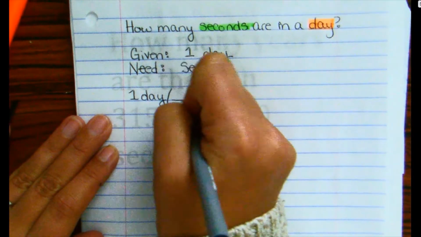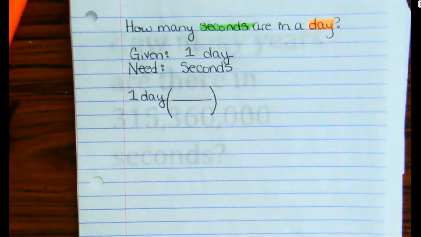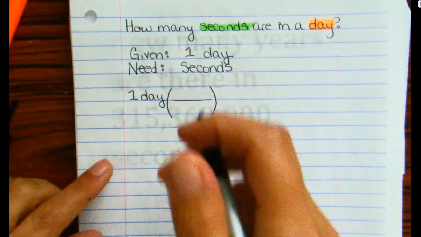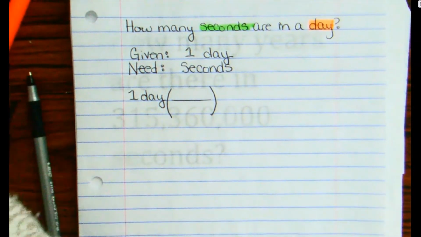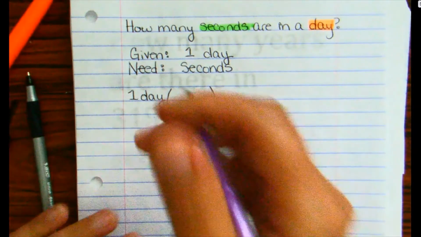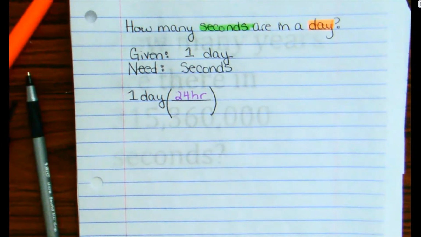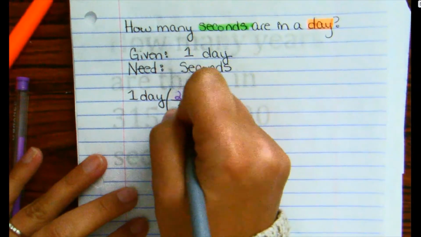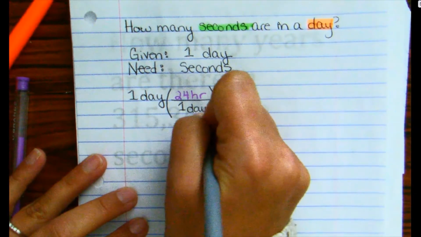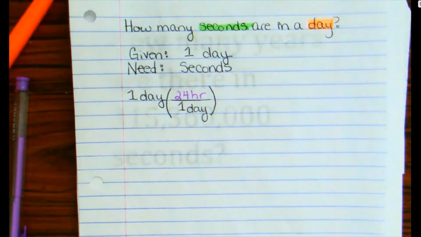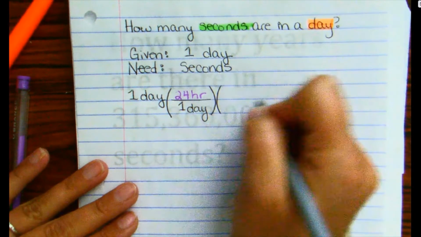Now I'm going to think myself through this: what is my next smallest unit to go from days to seconds? I don't have a direct conversion, but I can go from days to hours. So in 1 day, there are 24 hours. So I have 24 hours for every 1 day. Am I at seconds yet? Nope. So let's do another smaller conversion.